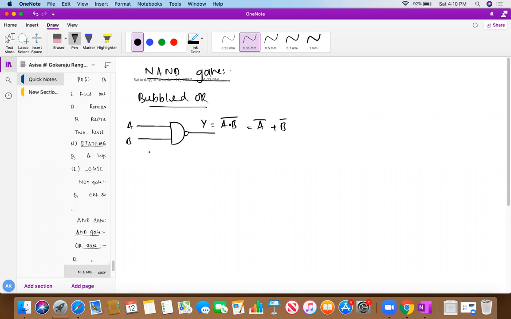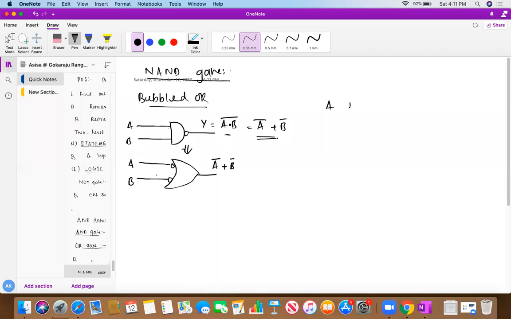So why is it called bubbled OR? We know that this is my OR gate. Bubbled OR means if I put a bubble prior to the input, this will be my A and this will be my B. With a bubble here, the signal acts like A bar, so this will now be A bar or B bar. So (AB) bar is now acting as A bar or B bar. These two gates are now equal: the NAND gate and the bubbled OR gate are both equal.